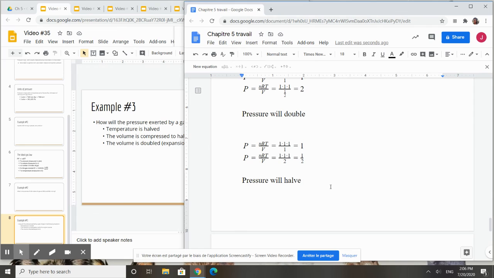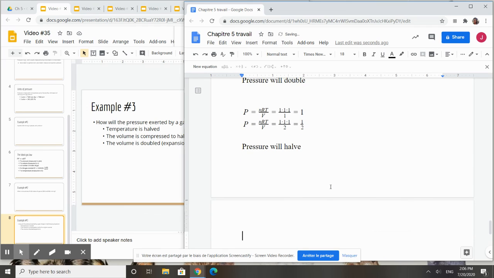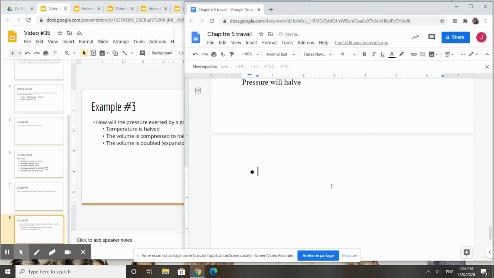I don't think I actually said this earlier in the video, but it's just very useful to think of pressure as being caused by collisions of gas molecules with the sides of the container. I'll actually write that down because I think a lot of you would benefit from including that in your notes.